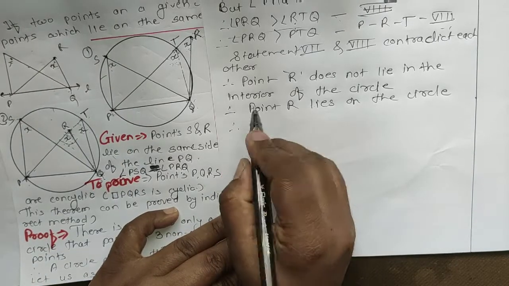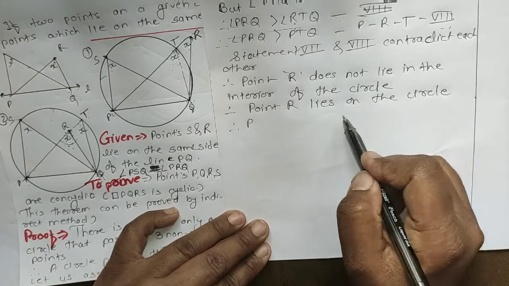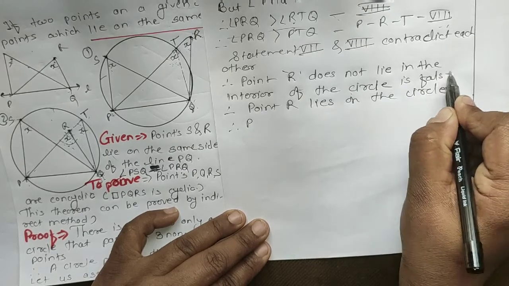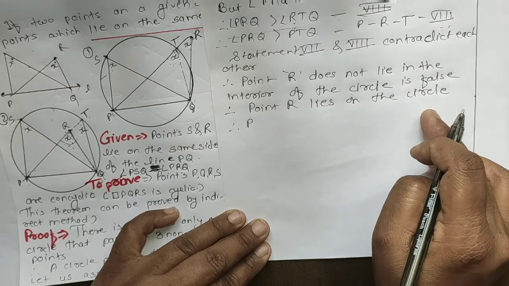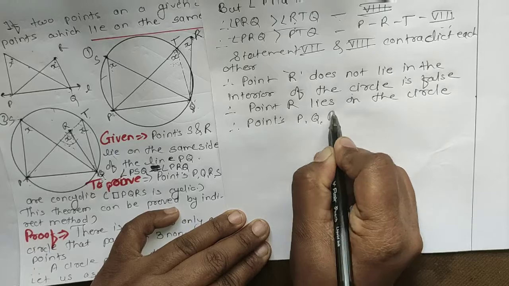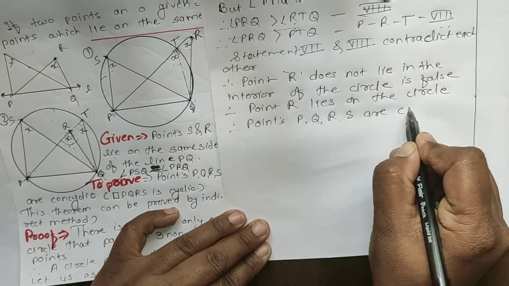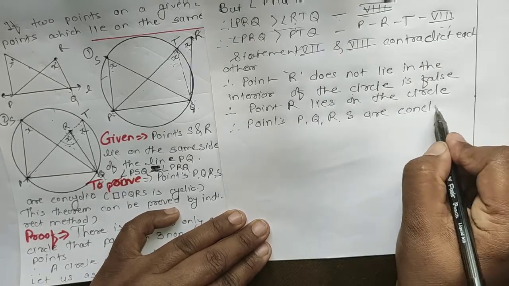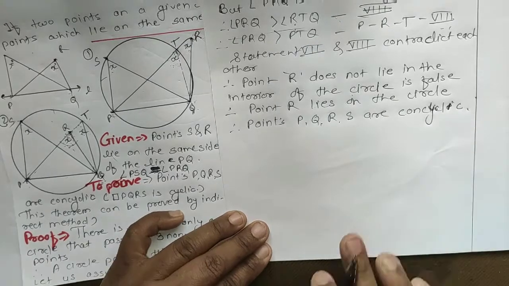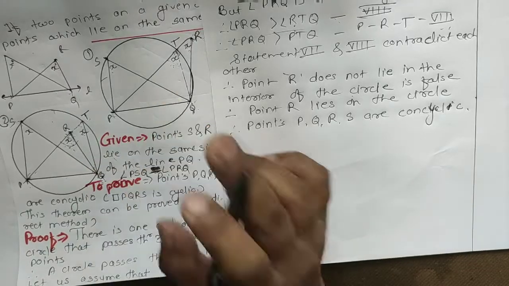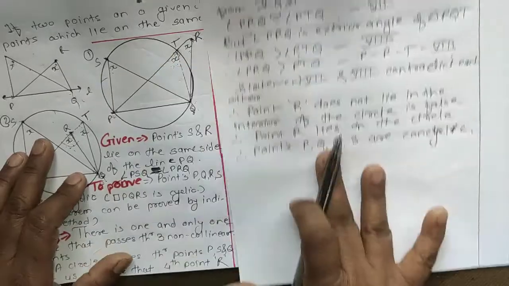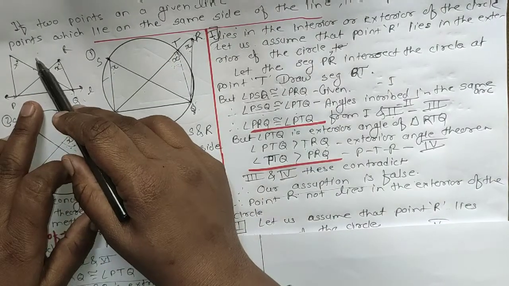Therefore, the assumption that R lies in the interior of the circle is false. Therefore point R lies on the circle, and therefore points P, Q, R, S are concyclic. Concyclic means a circle is passing through these 4 points. In this way we prove that if two points on the given line subtend equal angles, these are S and R.